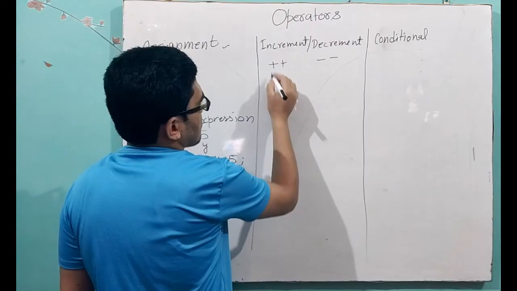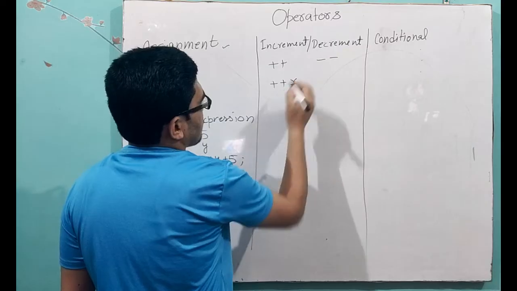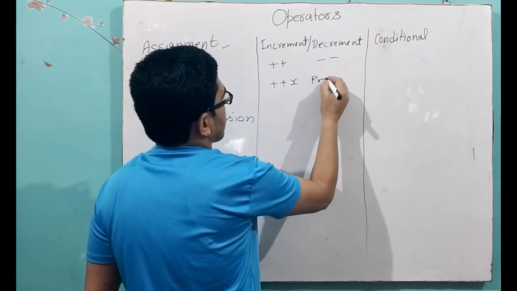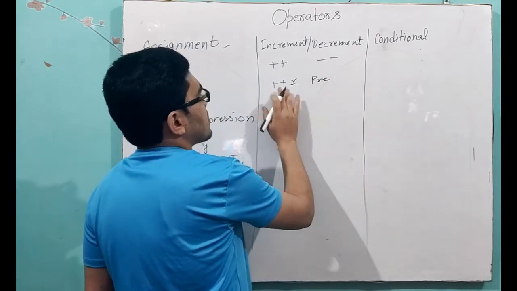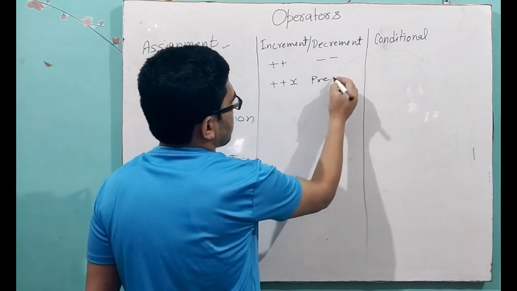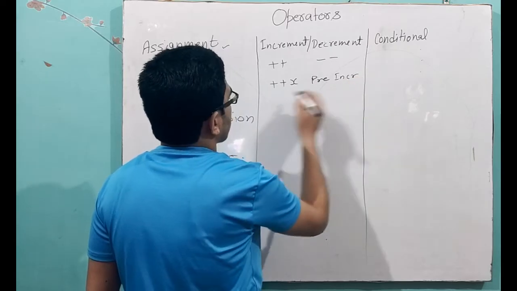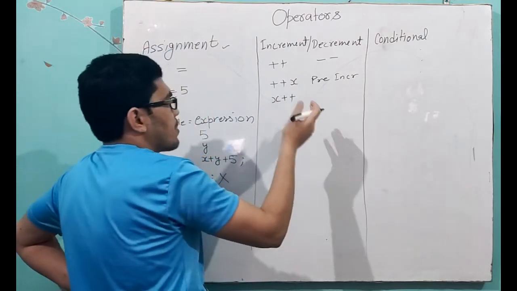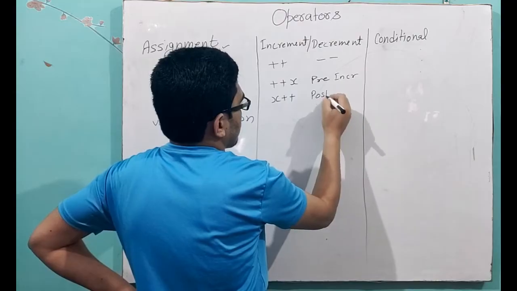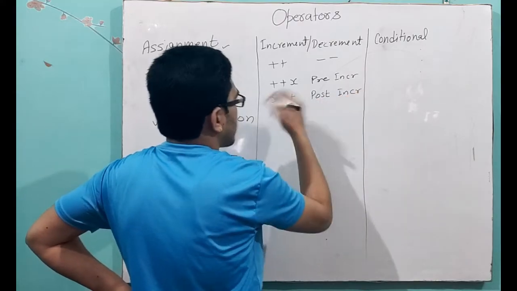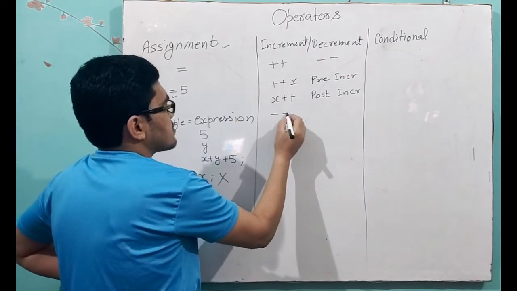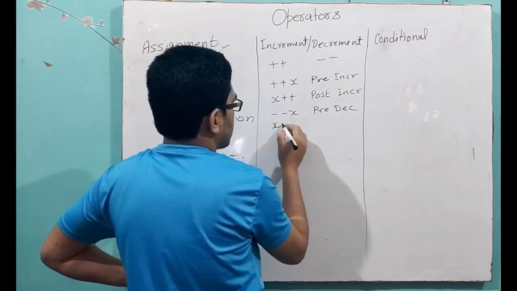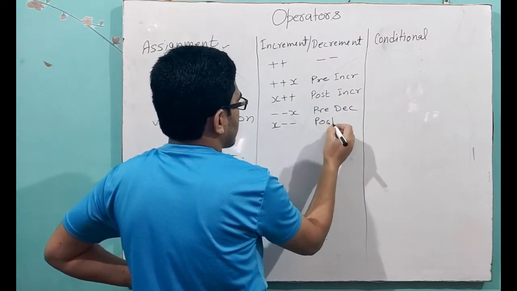When we use the operator before the operand, it is pre. If it is the increment operator, this is said to be pre-increment, and when the operator is after the operand, it is post-increment. Same in the case of the decrement operator: this is pre-decrement and this is post-decrement.